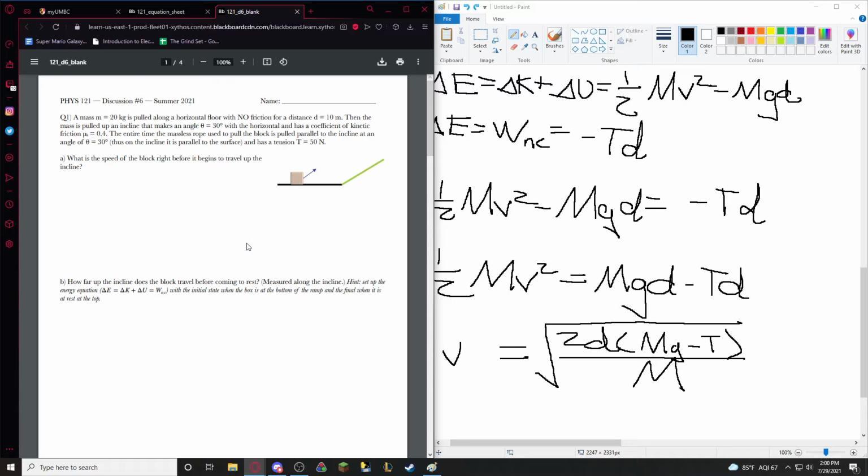Let's see, a mass is pulled along a horizontal floor with no friction. Then the mass is pulled up an incline that makes an angle theta with the horizontal, and there is a coefficient of friction. A rope is used to pull the block parallel to the incline at an angle of 30 degrees. Tension is 50 newtons. Okay. Interesting problem.